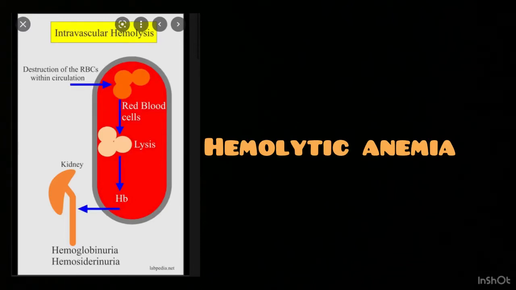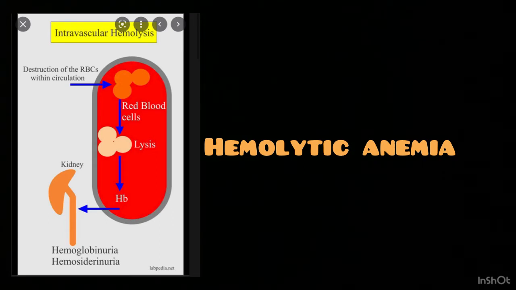Talking about hemolytic anemia. Hemolytic anemia is anemia, which is a reduction in the amount of hemoglobin in the blood due to hemolysis, and hemolysis is the breakdown of red blood cells. Hemolytic anemia can be of different types.